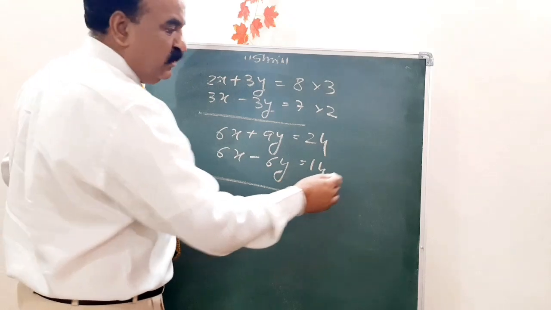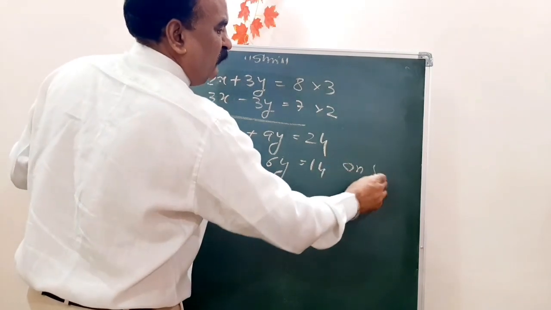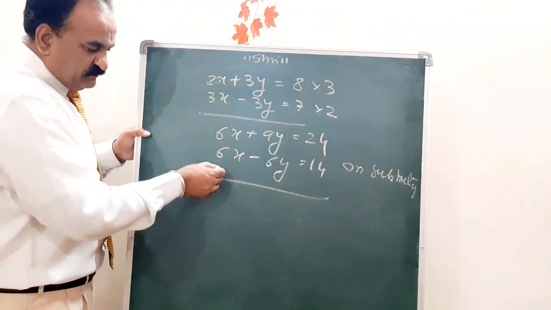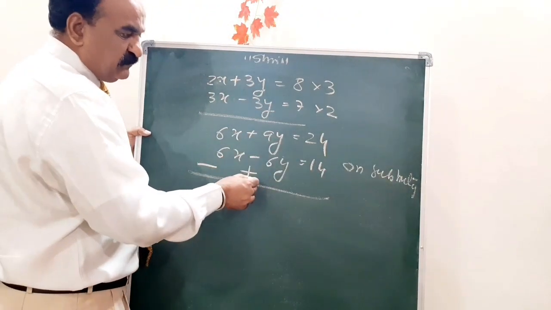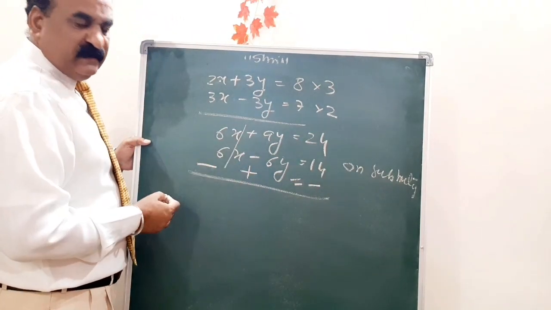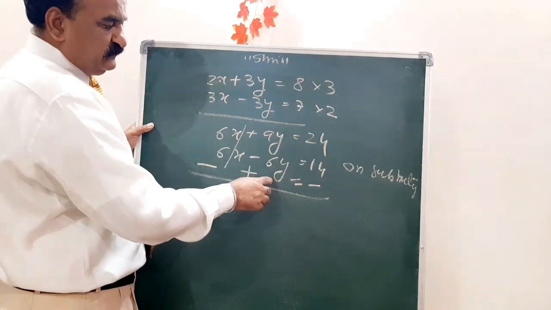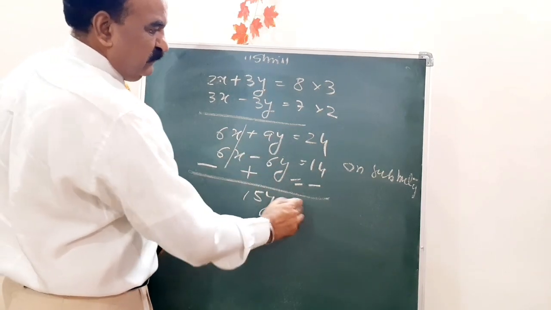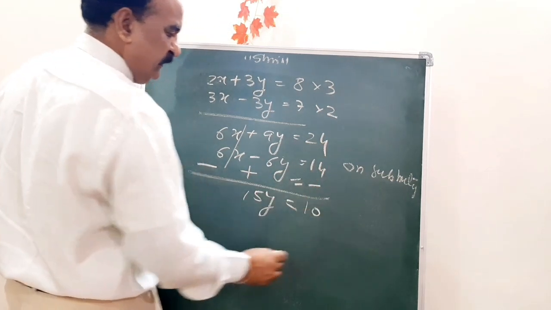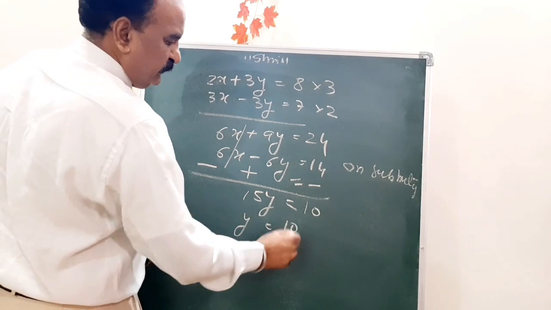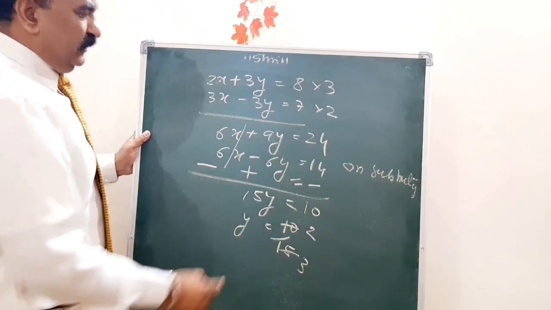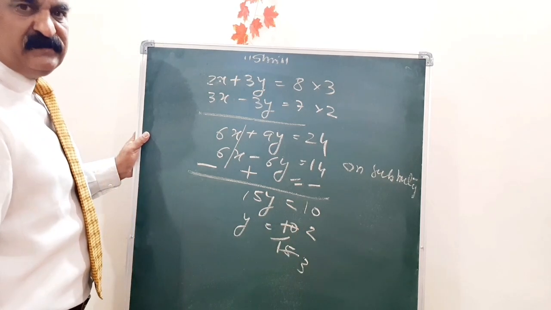Now what will you write here? On subtracting. So this becomes minus, this becomes plus, this becomes minus. These two terms get cancelled. 9 plus 6, 15y is equal to 24 minus 14. It means 10. So y is equal to 10 upon 15. 5 twos are 10, 5 threes are 15. The value of y is 2 by 3.